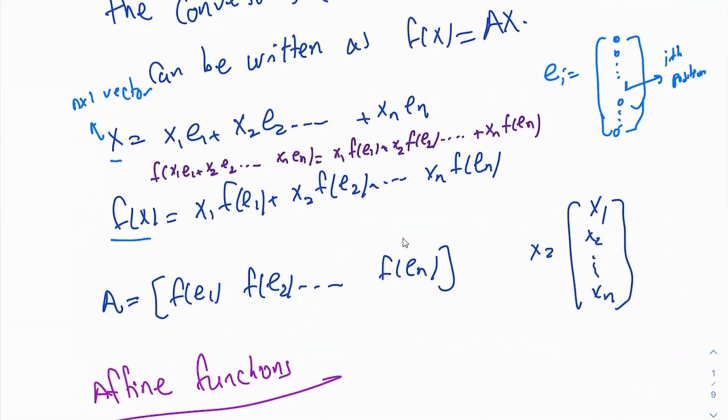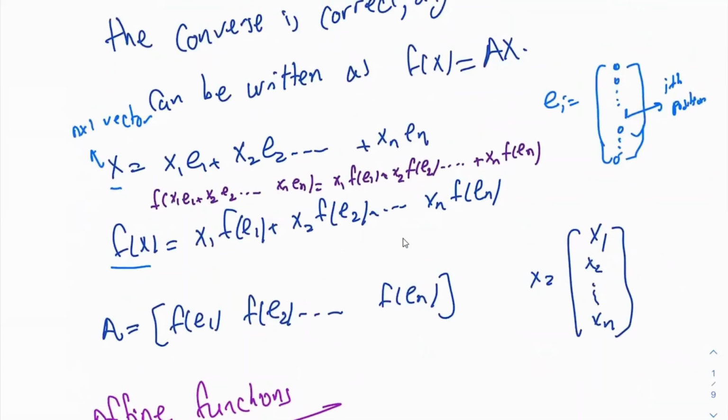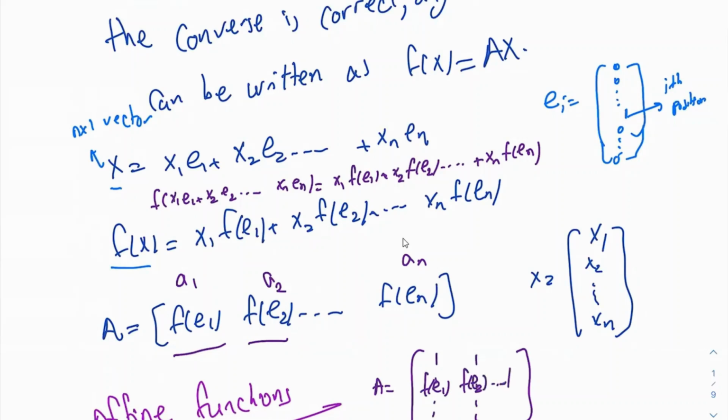Now you let x to be this vector x1, x2, xn, and then you let matrix A to be this: f of e1, f of e2. What are these f of e1? These are the columns of matrix A. So according to the notation that we had in the previous video, this becomes A1, this becomes A2, and this becomes An, because we have n columns, right? So what I mean by that is A is like this: f of e1 is the first column, f of e2 is the second column, and f of en is the n-th column.